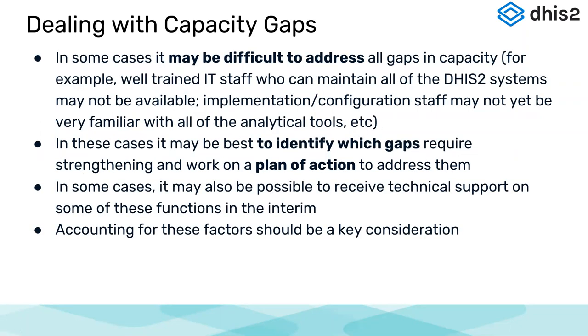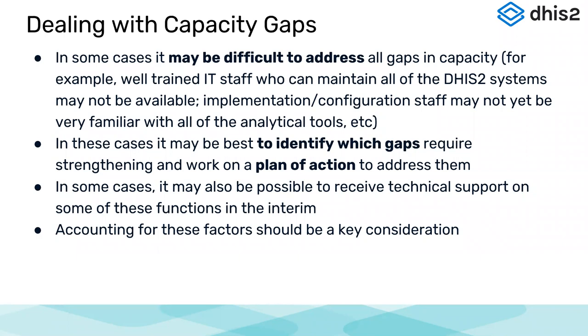So the thing is, after doing all these things, it may still be very difficult to address all the gaps in the capacity, right? Because that's the scenario in most countries when you try to start implementing DHIS2 initially, at least in very low resource countries. So in that sense, you may have to find some expertise which is available outside of the country, right? But then there is an issue with the resilience of the system when you try to depend totally on outside expertise.